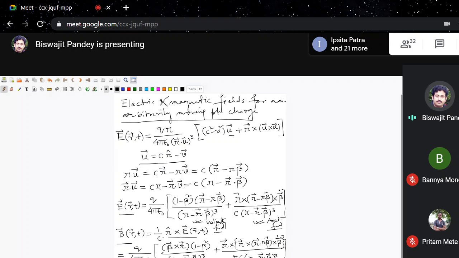Now, if I ask you to calculate the total energy emitted by this point charge. If you have to calculate the total energy somewhere, what do you do? The point charge is moving, the point charge is here. So what you do, this is basically the energy emitted per unit area per unit time. So suppose I take a sphere of radius say r, suppose this is the field point.